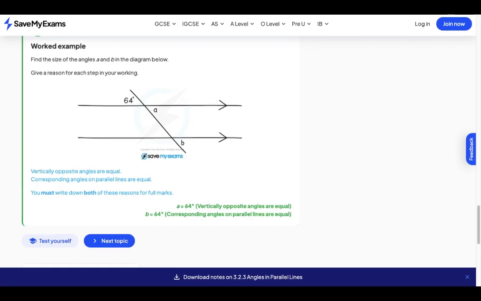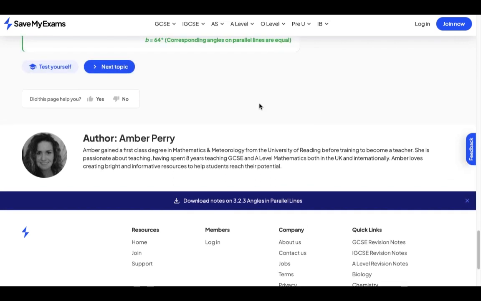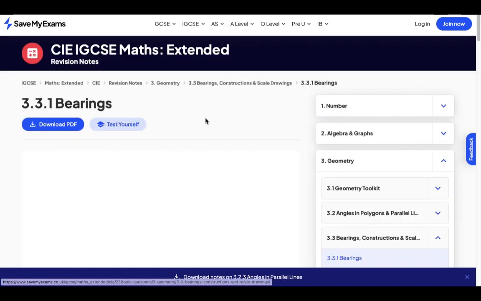Let's find other problems if we do have. Okay, for this part, the problem is finished. We move to the next one quickly. See, they've solved them. A is 64, vertically opposite angles are equal. B is 64, corresponding angles on parallel lines are equal. So we'll move to the next one.